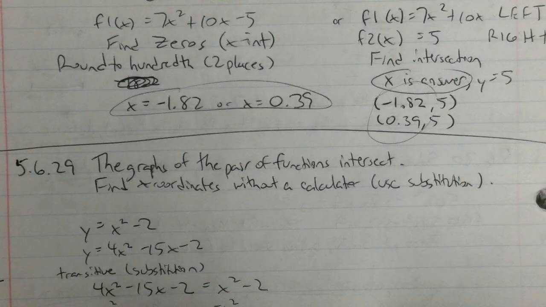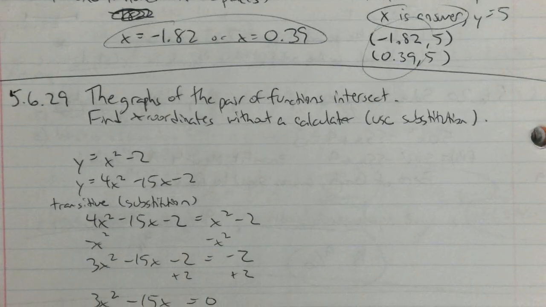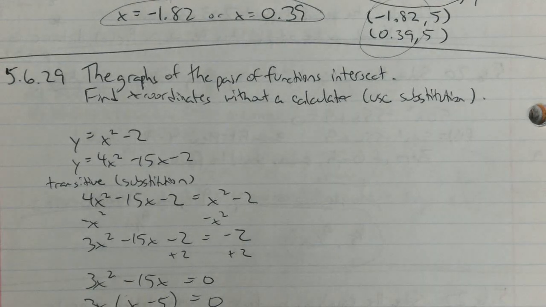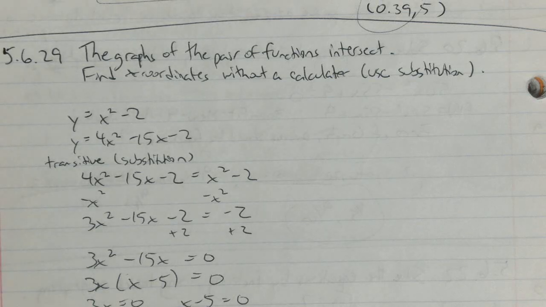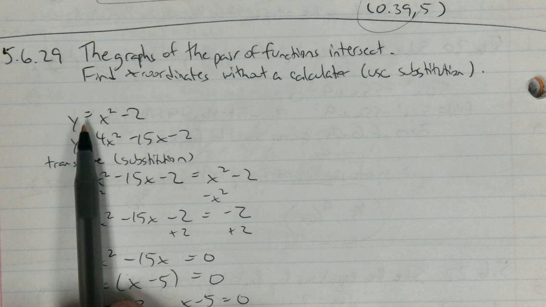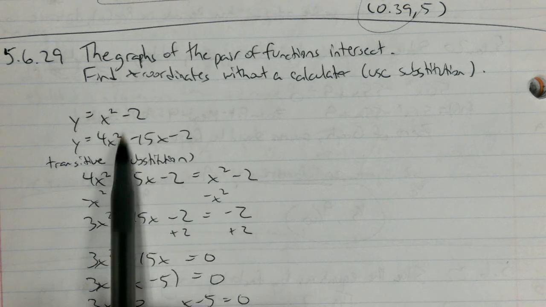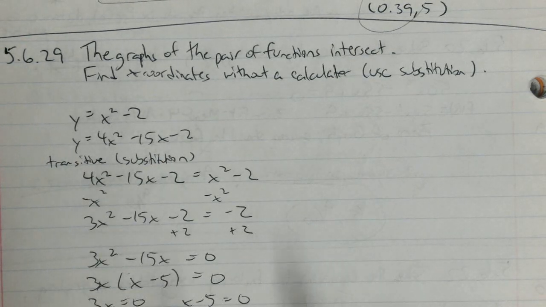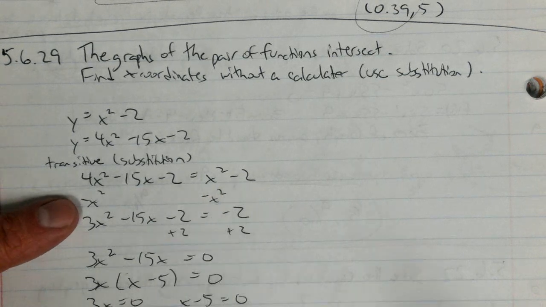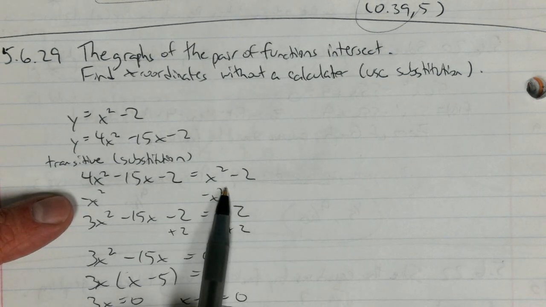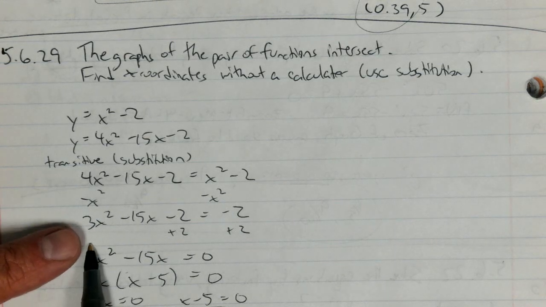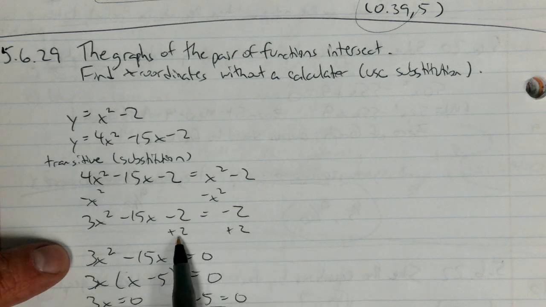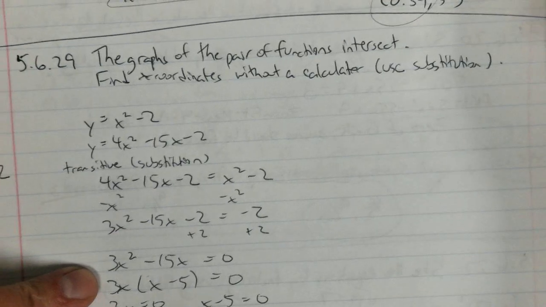Okay, the next one says the graphs of the pair of functions intersect. Find the x coordinates without a calculator. And the parenthetical says use substitution. So that's their directions for you. So if you have y equals something and y equals another something, then just set them equal. That's through transitive, which is the same thing as substitution. And then just solve, combine your like terms. So subtract your x squared from both sides to get 3x squared. Add 2 to both sides to cancel it out, basically, and you get 3x squared minus 15x equals 0.